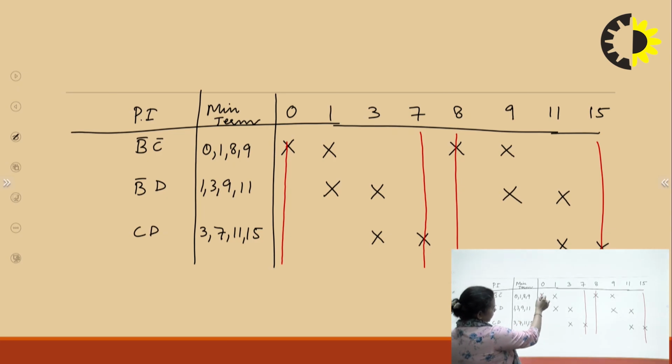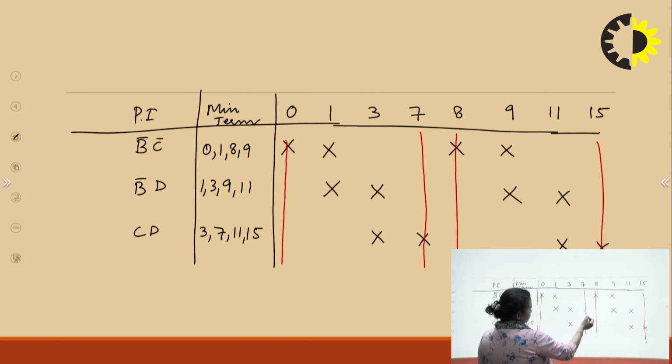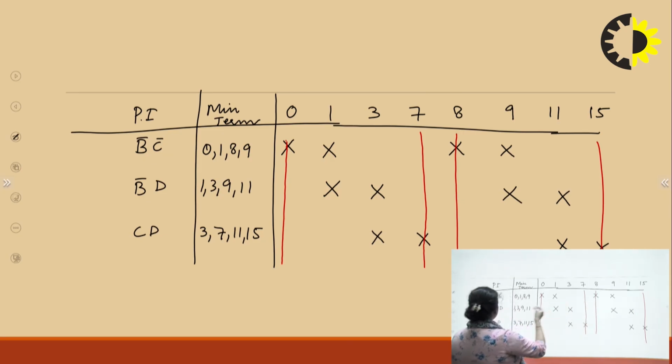We have to just check whether any other min-term is also existing in these PIs. So if 0 exists only in B dash C dash, I have put a straight line with the help of red. Similarly at 7, because no other 7 exists in any other PIs. Similarly you can check 8 also. 8 is not existing in B dash D and CD. And similarly 15 is not existing in B dash D and B dash C.